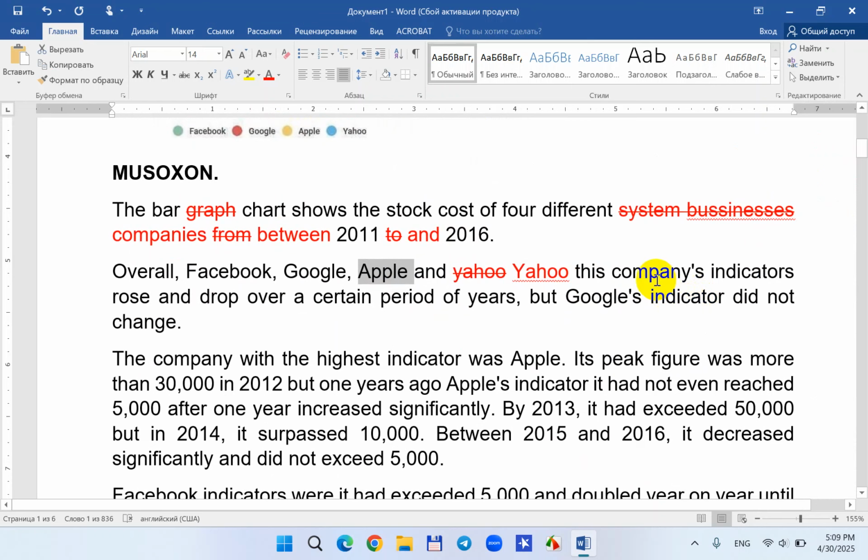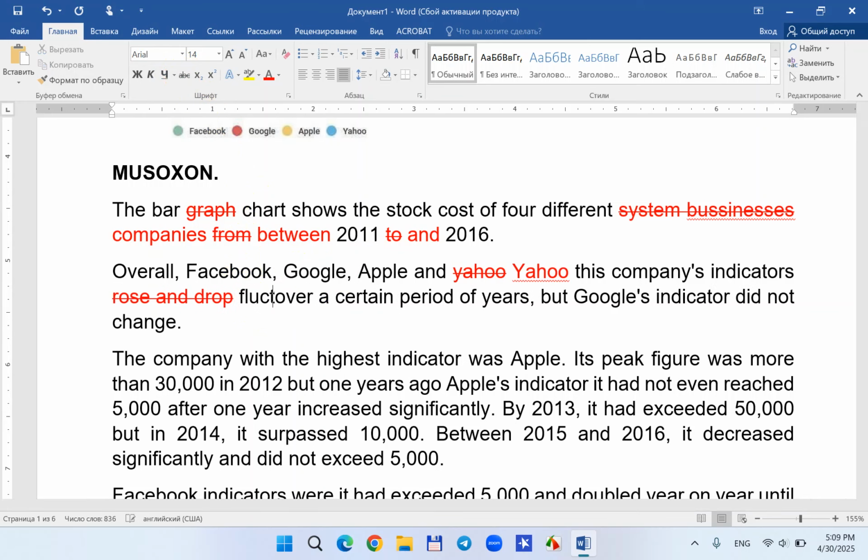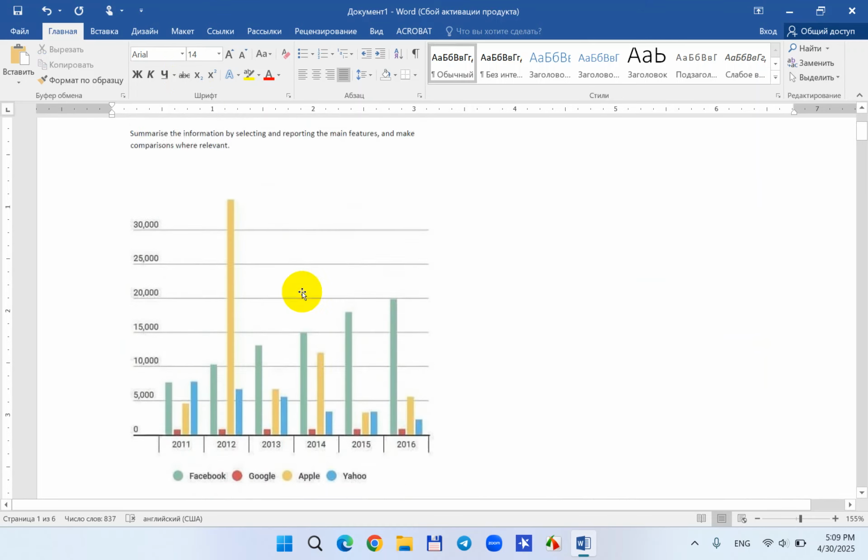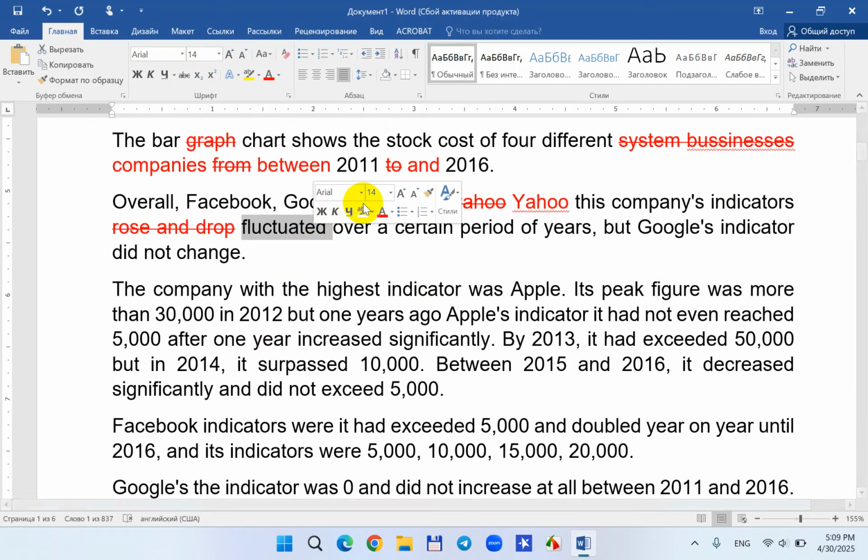If you want to achieve a very high score, you have to be clear about what you are writing. That's why full overview. Grammatically, that's too bad, believe it or not. And my recommendation would be instead of rose and drop, by the way, you could say something like fluctuated. Fluctuated would be better. And yeah, that would be the best option.